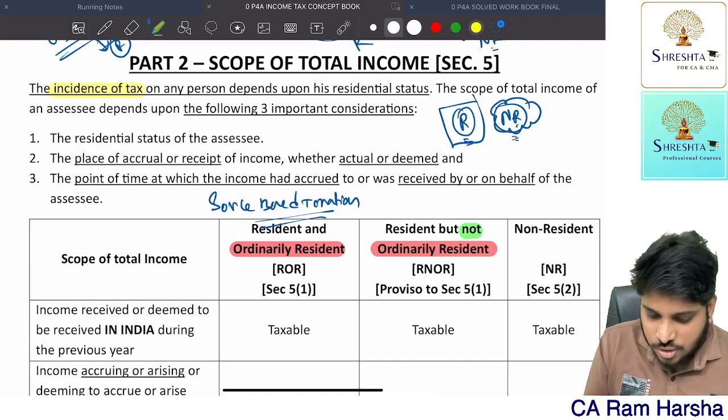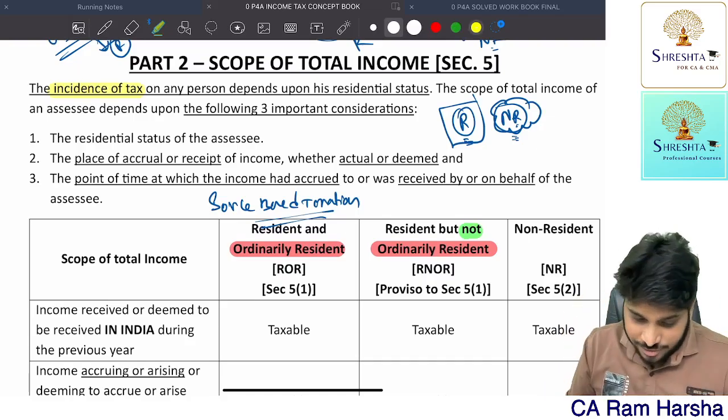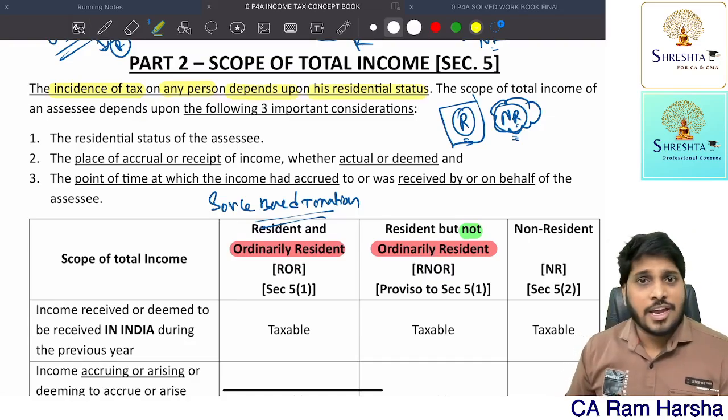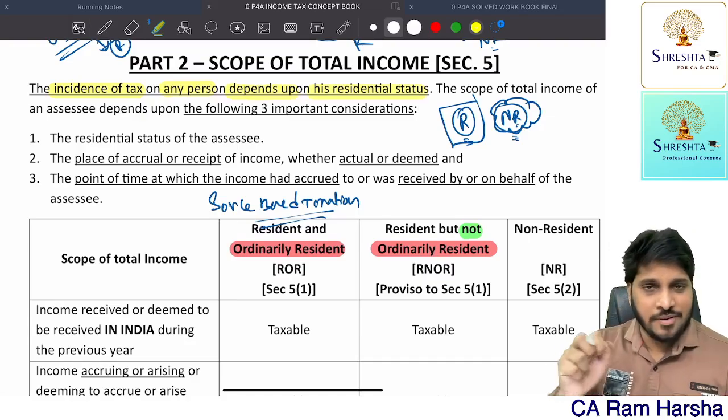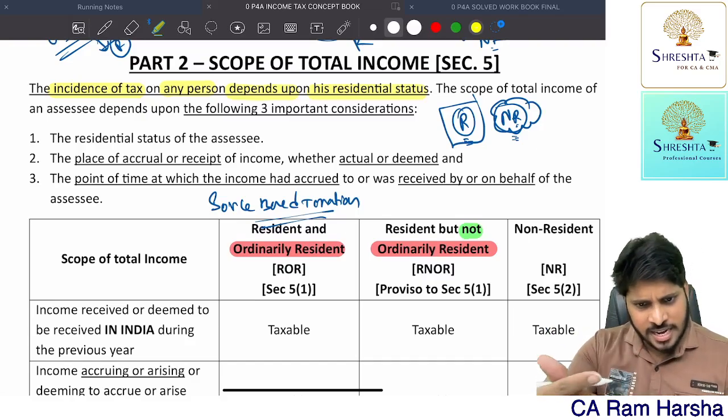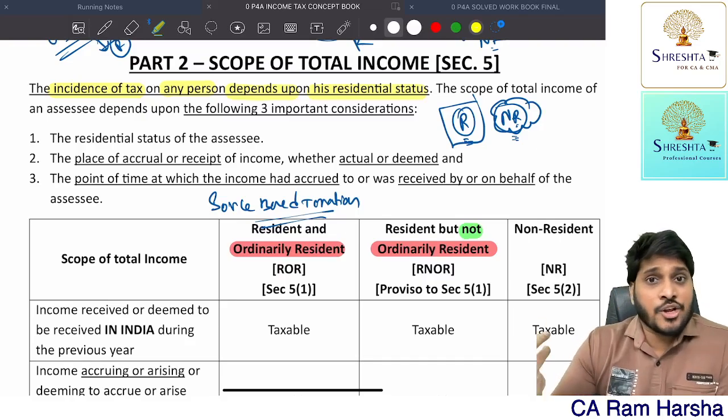The incidence of tax, the applicability of tax on any person depends upon his residential status. I cannot go and levy on a Chinese individual, "Hey, you pay income tax to India." Why should he pay? Am I earning any income in India? No. Immediately he'll argue this.